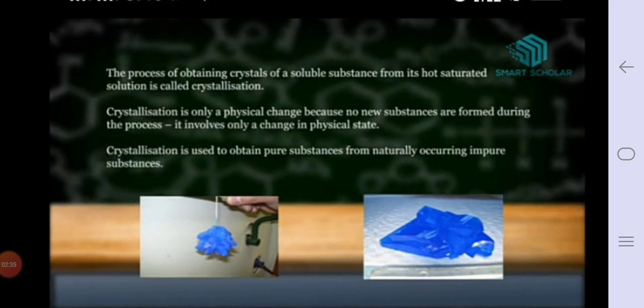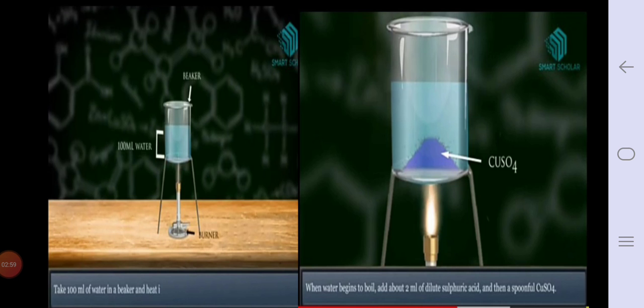Now crystallization is only a physical change, okay? No chemical properties are changed and also no new substance is formed, only crystals are formed. So it is a physical change. Crystallization is used to obtain pure substances. Impurities are removed and we get a pure substance. Okay, so this process of crystallization is done here.